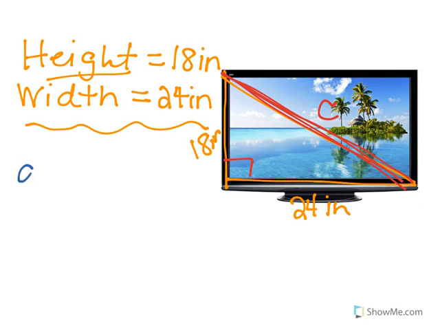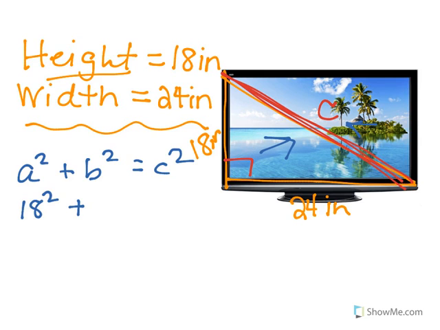So you would just use your a squared plus b squared equals c squared because we are looking for the hypotenuse, which is that diagonal line that is directly across from the right angle. So we would use our legs as our a and b. So 18 squared plus 24 squared equals c squared.